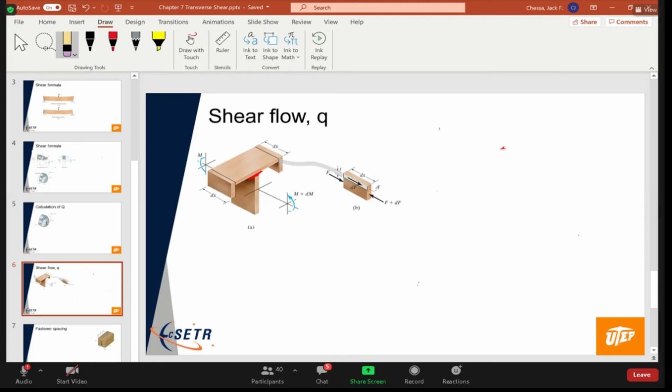Let's find a good example. Let's do this one. 733. Okay. So we'll do 733.